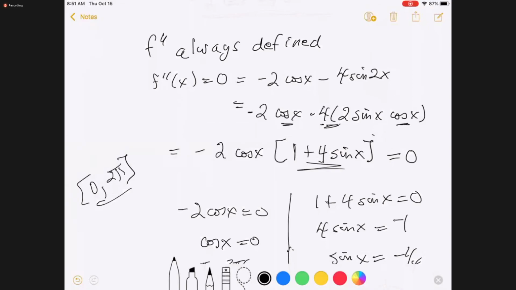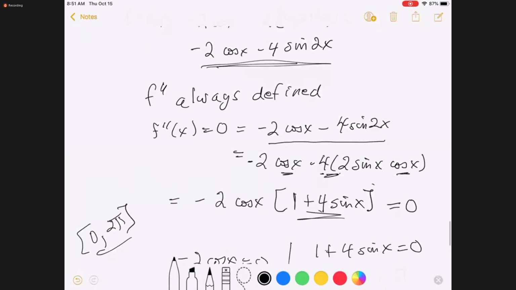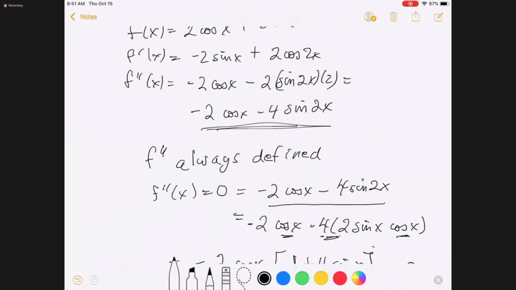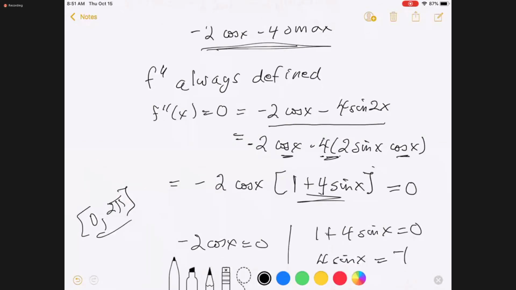Well, no, it wasn't f prime negative 2 sine x plus 2 cosine x 2x. Okay, let's go back, start. Okay, first of all, do you agree that, thank you for checking me, please. Yeah, please do. I miss stuff all the time. Okay, isn't f double prime to start with minus 2 cosine x minus 4 sine 2x? Right? Okay, so what am I doing next?